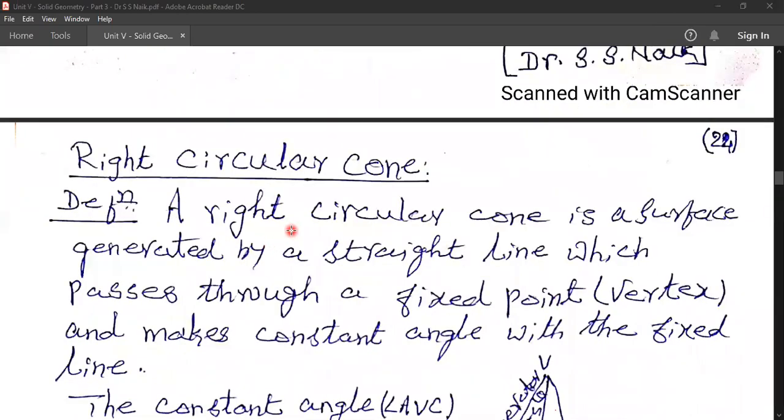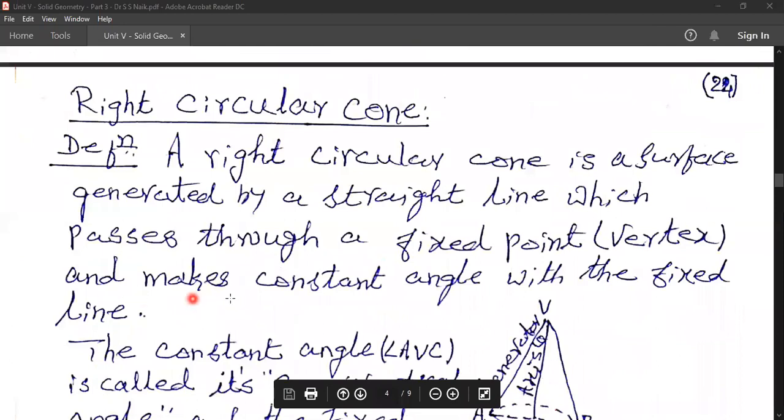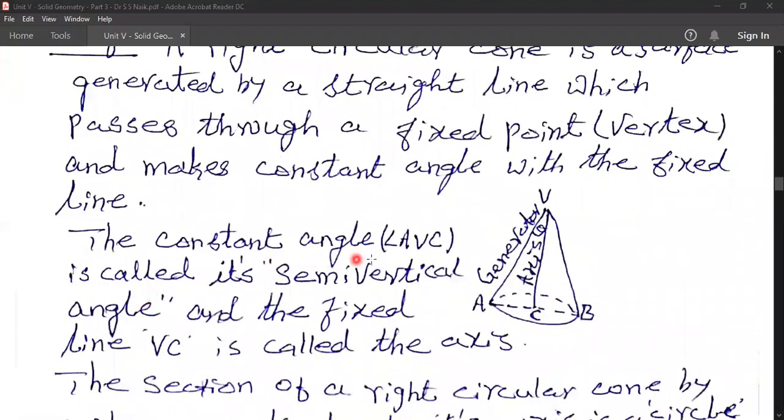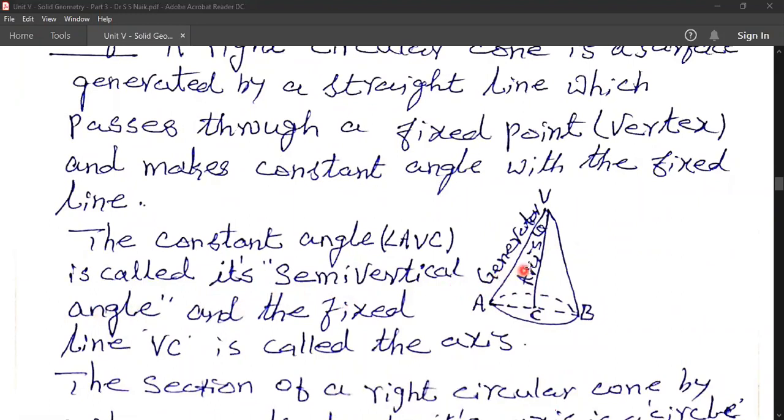A right circular cone is a surface generated by a straight line which passes through a fixed point called the vertex and makes a constant angle with the fixed line. The constant angle, that is angle AVC in this figure, is called its semi-vertical angle. This is called the semi-vertical angle theta.